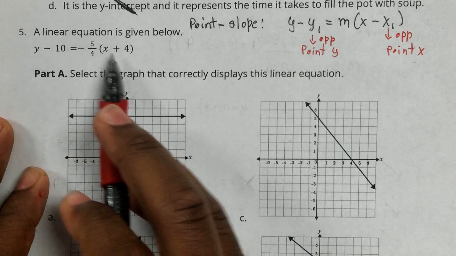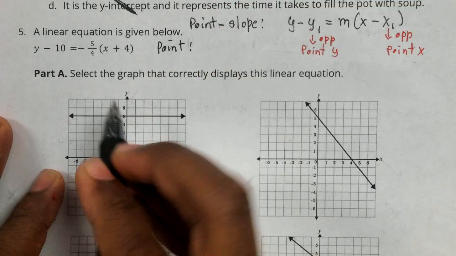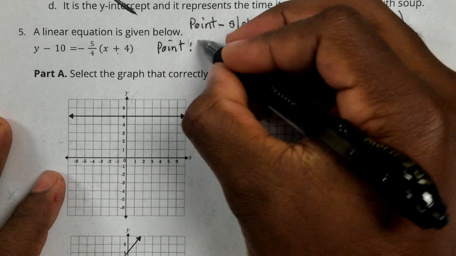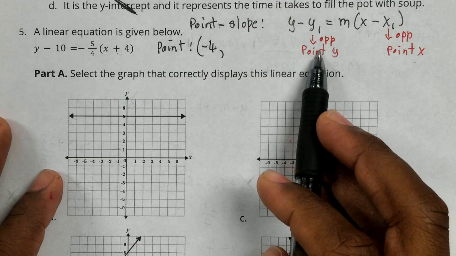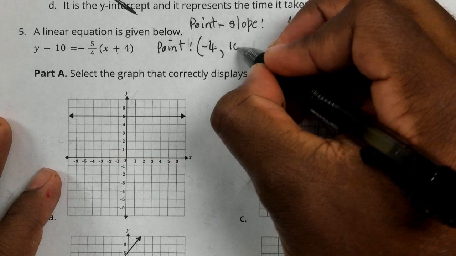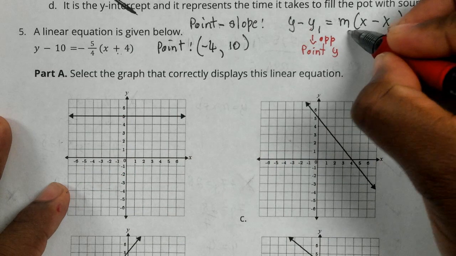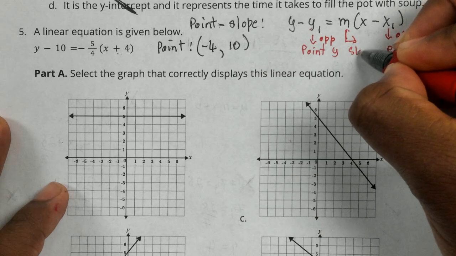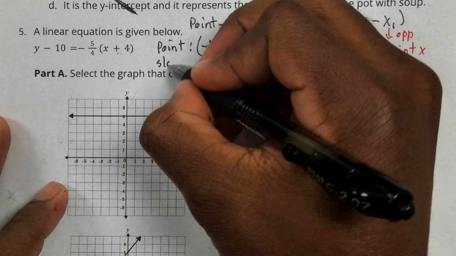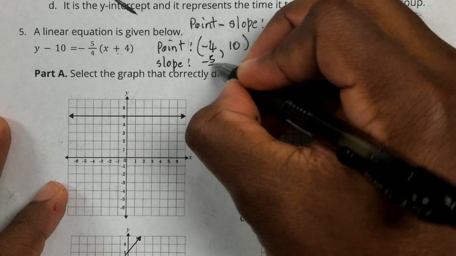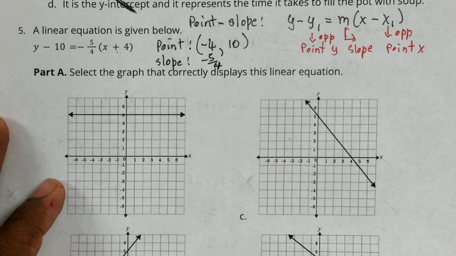So essentially, if I want to identify my point, I do the opposite of the x first. So the opposite of a positive 4 is a negative 4, opposite of the sign. And then I do the opposite of my y. So the opposite of a negative 10 is a positive 10. So that's my point. Now I'm going to identify my slope. And you need to remember that this m represents slope, okay? So in this case, my slope is negative 5 over, not 2, but 4, sorry. Okay? So all I've got to do is find a graph that represents this, okay?